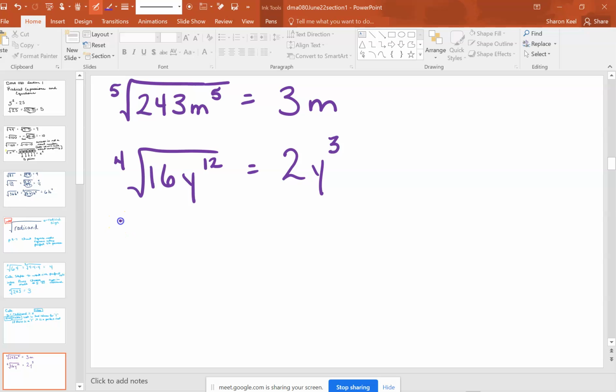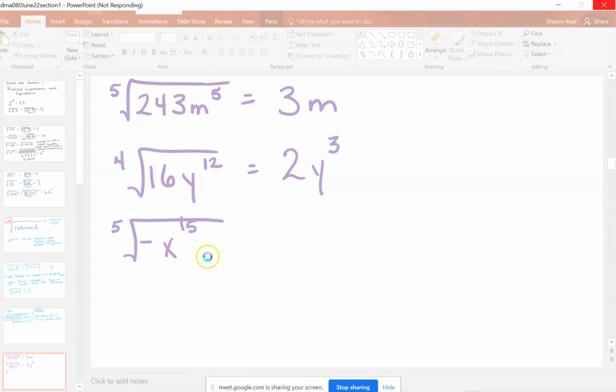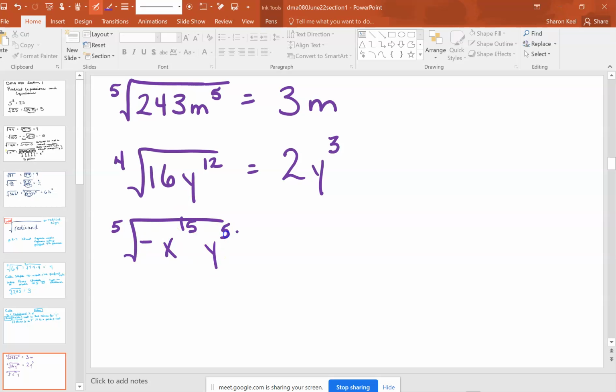Here I have the 5th root of a negative x to the 15th, y to the 5th. If you have an odd index, yes, you can have a negative answer. You cannot have a negative answer if the index is even. So since it's odd, we're going to have a negative. 5 goes into 15 3 times, and 5 goes into 5 one time. So my answer here is going to be a negative x to the 3rd and a y.